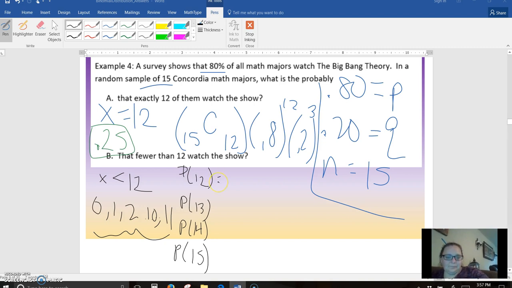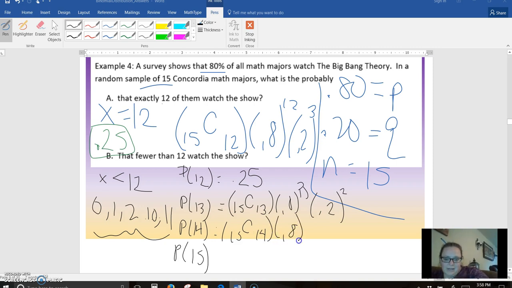All right, so let's do probability of 12. That means we did 12, it was right here. So that was 0.25. Right, then 13 will be 15 combination 13, 0.8 of 13, 0.2 of 2, because 15 minus 13 is 2. This guy is going to be 15 combination 14, 0.8 of 14, 0.2 of 1, because 15 minus 14 is 1. This one will be 15 combination 15, 0.8 of 15, 0.2 of 0.